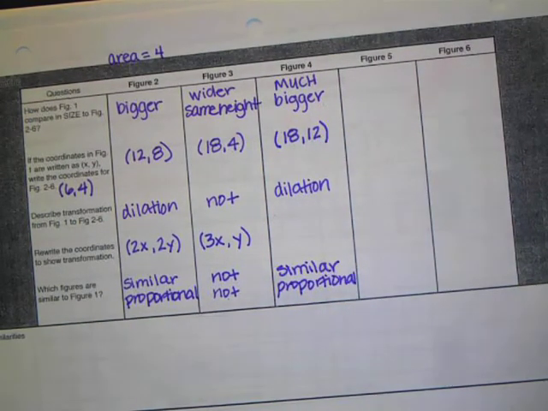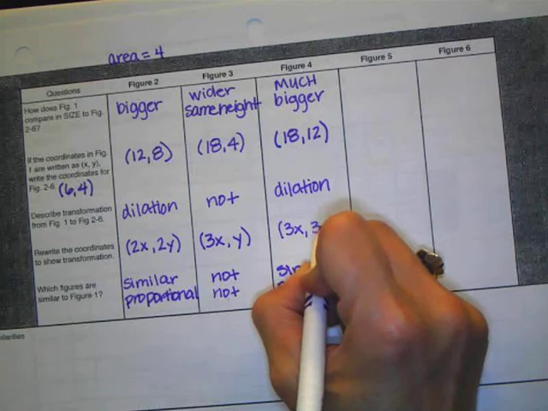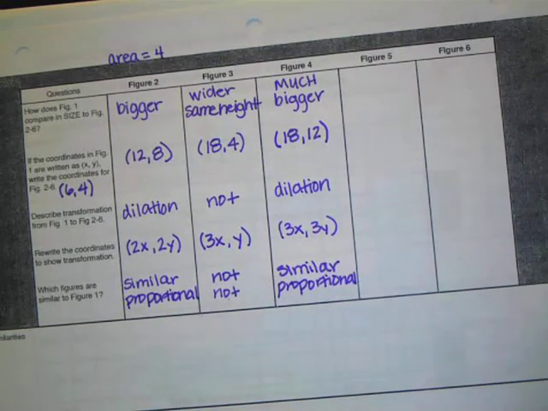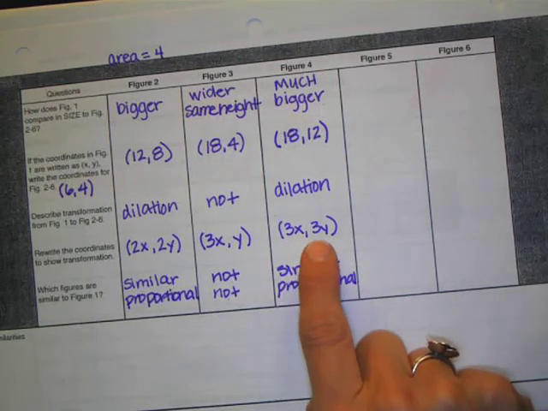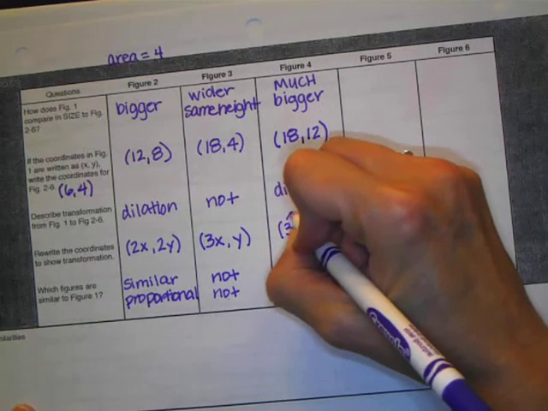What would be the rule? 3x, 3y. Now I have a question for you. I think you're going to be able to answer this already. If I'm going to have a dilation that's similar, what has to be true with my directions? They both have to be the same. The x and the y must be the same, or the number in front of it. Yeah.